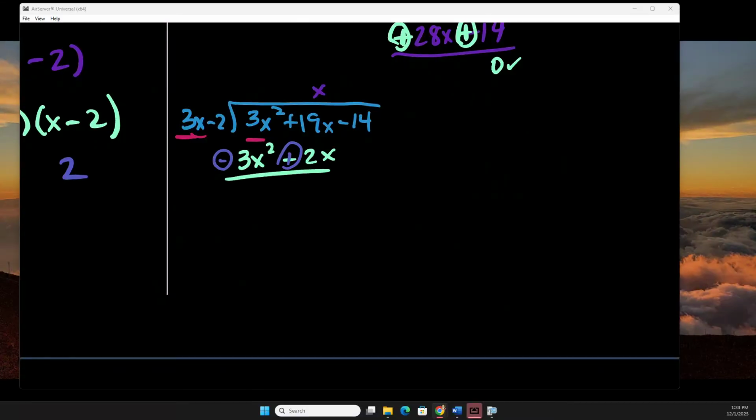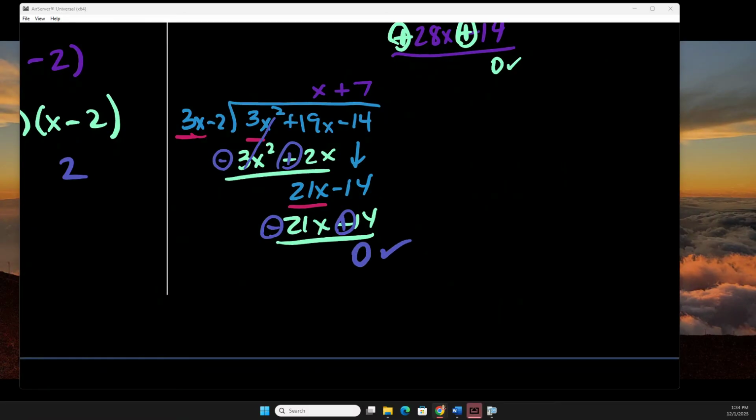And then we'll change both signs. That subtracts away, and we have 21x. Bring down the minus 14. And then that should be a plus 7, and we'll be done once we finish it out. Okay, so we got our remainder of 0.